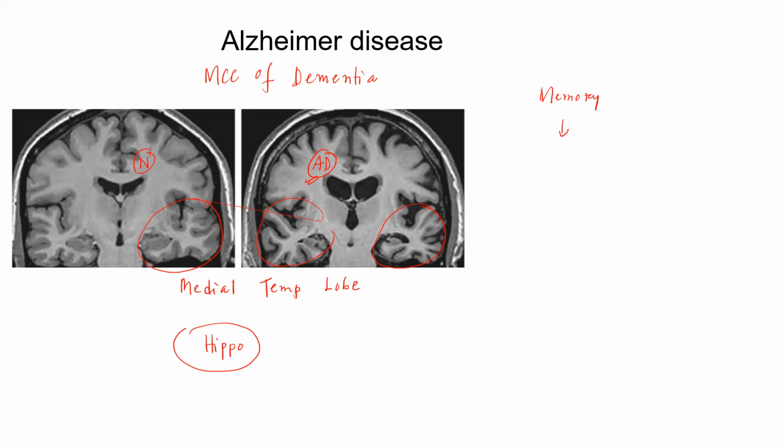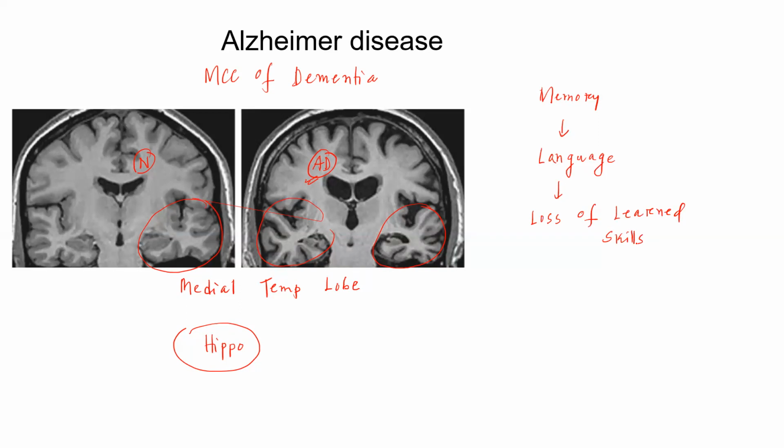Gradually, the disease spreads from the medial temporal lobe. It can spread to the parietal lobes and the frontal lobes. Occipital lobes are usually spared in Alzheimer's disease. Because of parietal lobe involvement, they can have language abnormalities. Gradually, because of frontal lobe involvement, there can be loss of learned skills.